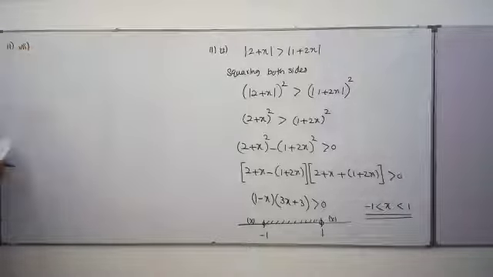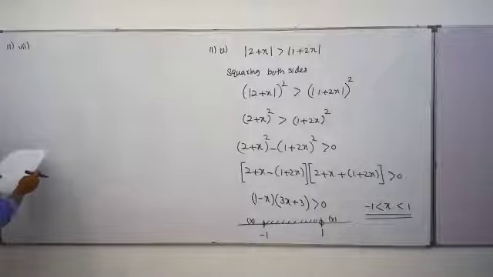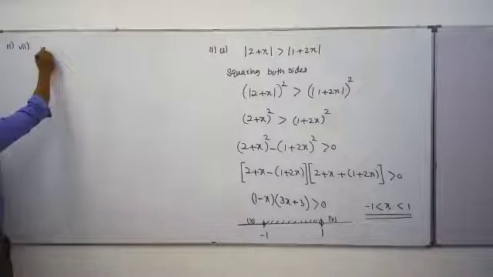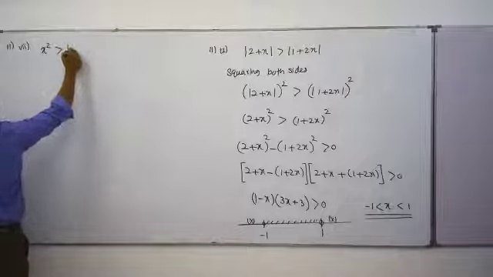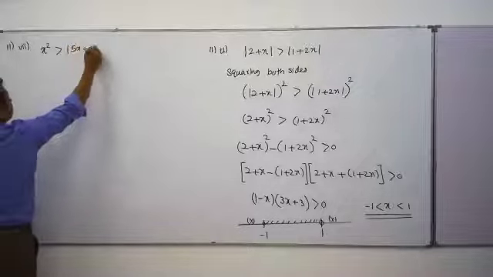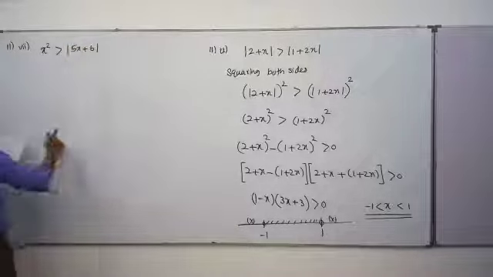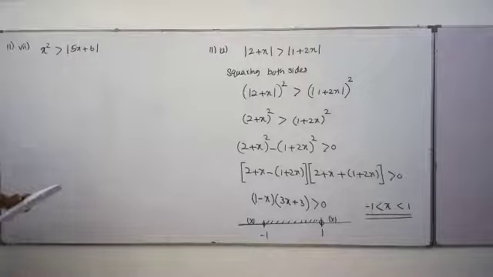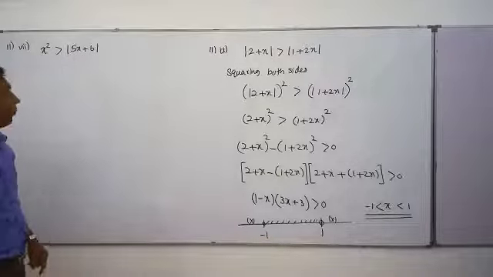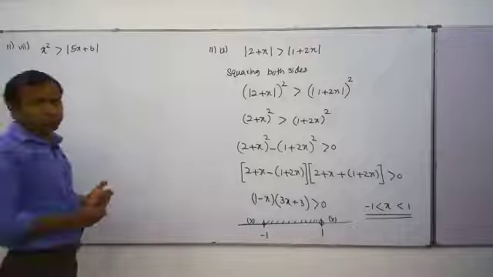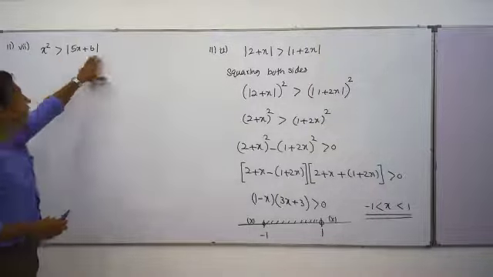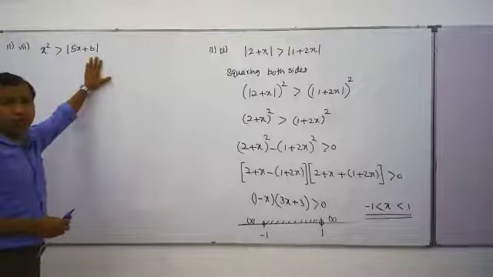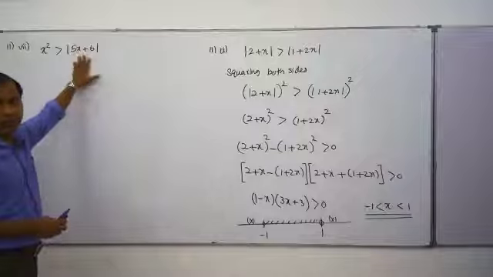Now 11 part 7. x squared greater than modulus 5x plus 6. Right. So we know in order to square both sides, definitely both sides should be positive. Right hand side obviously positive because modulus available. Modulus is always positive, or 0 is also possible. Right. This is positive now.